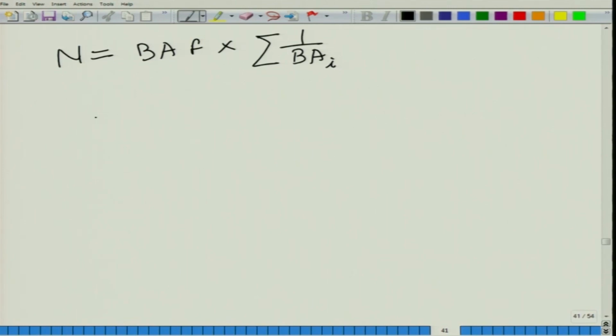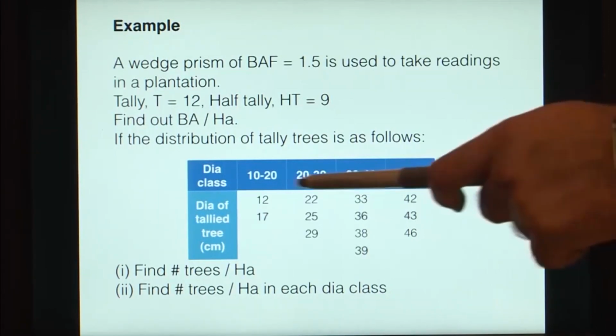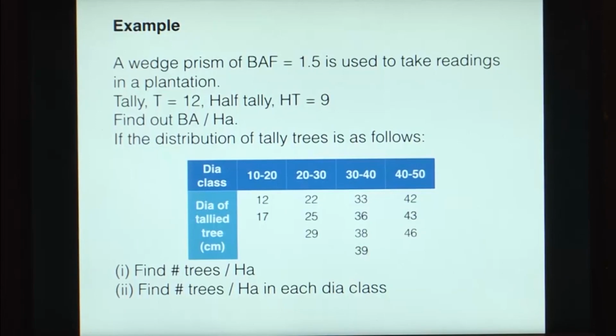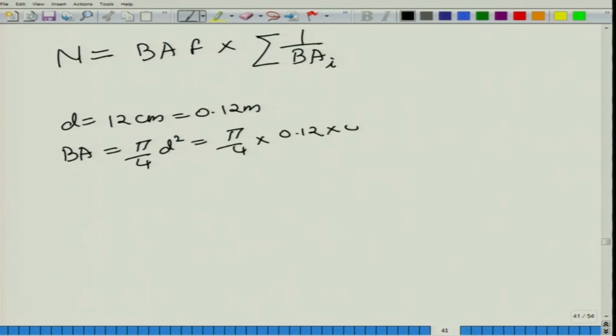So, in this case we have our trees with these diameters, as you can see on your screen. These are the diameters of the various trees. We need to calculate the basal areas. For a tree with D equal to 12 centimeters, that is 0.12 meters, the basal area will be pi by 4 D square, which is pi by 4 into 0.12 into 0.12.